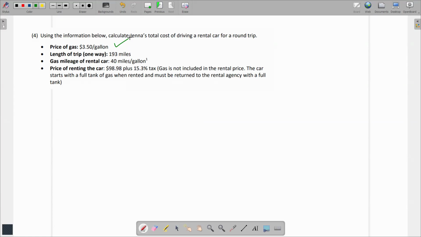193 miles. That's one way, so I'm going to write times 2 equals 386 miles. Otherwise, I'm very absent-minded and we'll start using the 193 accidentally. So I recommend you make that note too. We know the gas mileage. We played with that earlier.